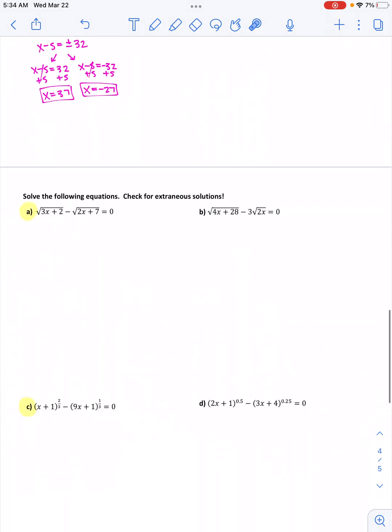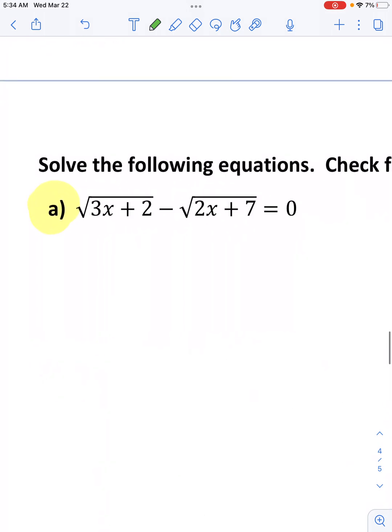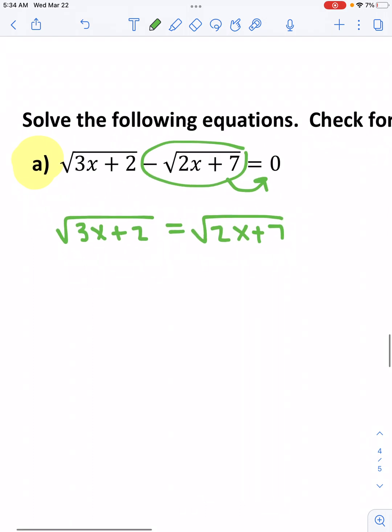All right, last example, some things that might pop up. So if you have two roots on the same side, we can move one of the roots over. So 3x plus 2 equals 2x plus 7. And then now we can square both sides.